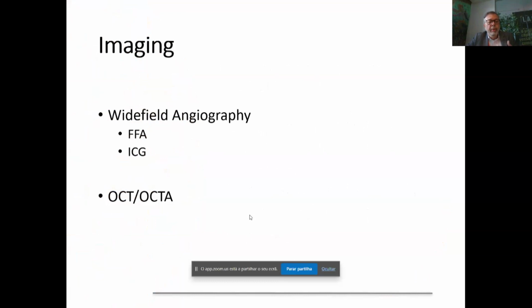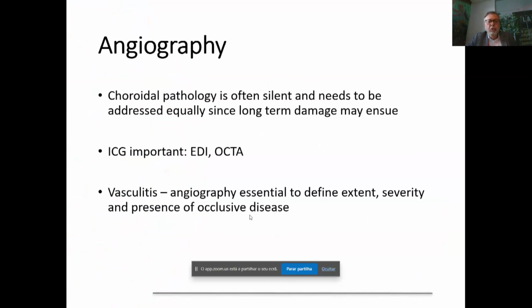Imaging, very briefly here, the importance of using imaging to help us with the diagnosis. The angiography was showing you the fact that choroidal pathology can be silent, and without looking at the choroid more specifically, especially with an ICG, you may miss that. Endovasculitis is important because you can then define the type of vasculitis, which vessels are involved, how severe it is, if there is absence or presence of occlusive disease.